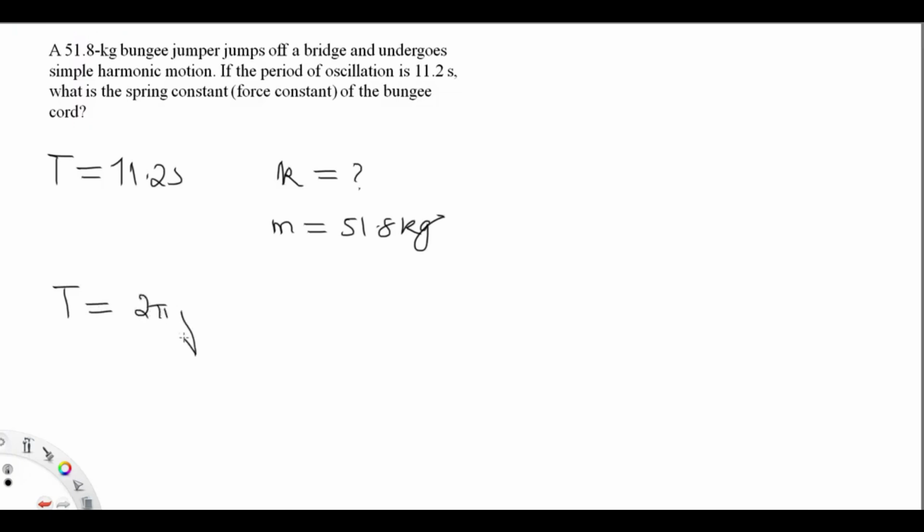So a 51.8 kilogram bungee jumper jumps off a bridge and undergoes simple harmonic motion. If the period of oscillation is 11.2 seconds, what is the spring constant k? The mass of the bungee jumper is 51.8 kilogram. So the time period of the oscillation is given by 2 pi square root of m over k.